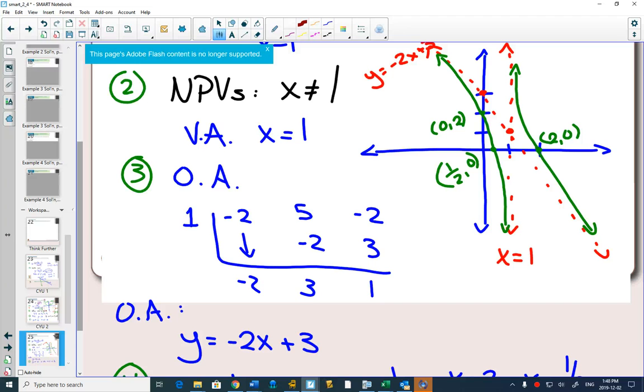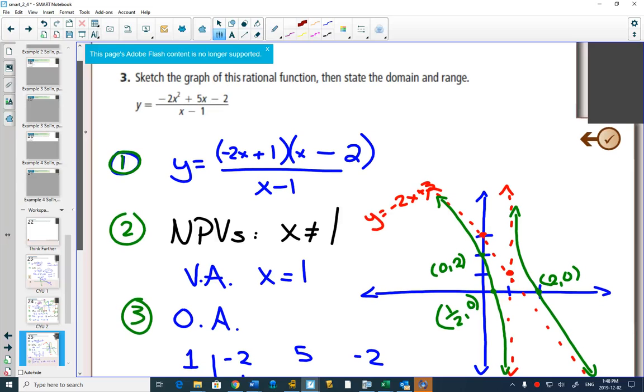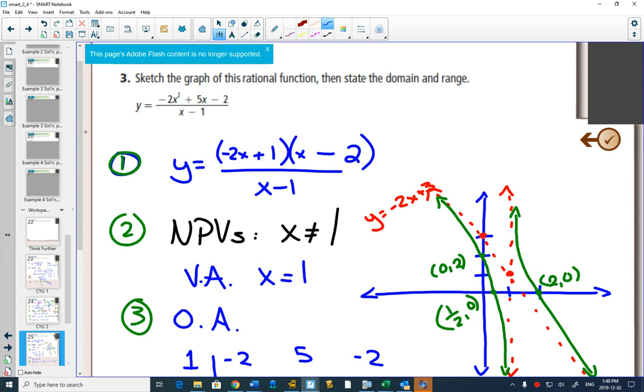Just going to reread the question, make sure it didn't ask about domain or anything. It did say state the domain and range. So the domain for this one, x can't equal 1, but x can be anything else. And your range, it goes up forever and down forever, no holes in your graph. Your range is everything.